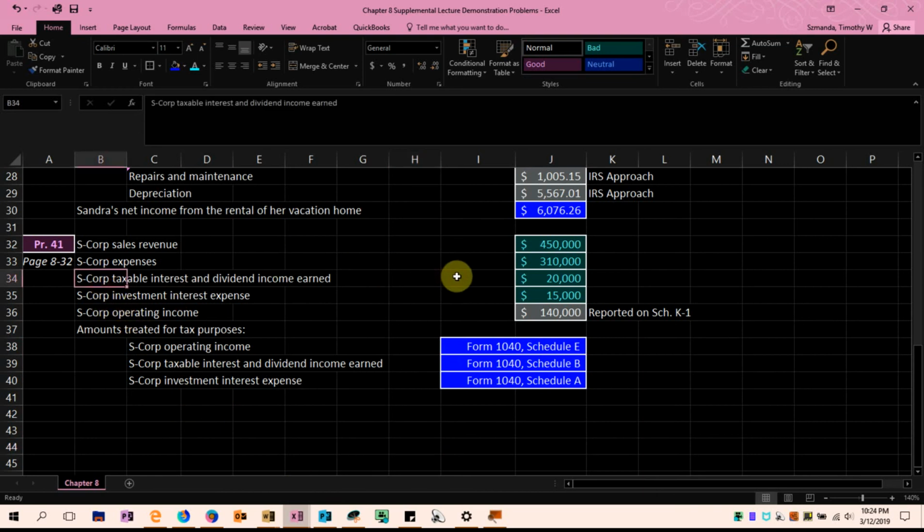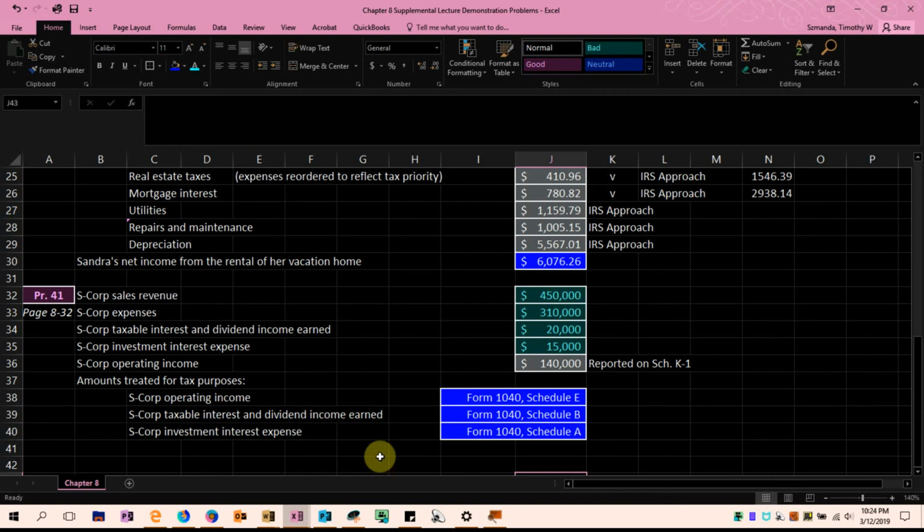It also had taxable interest and dividend income of $20,000. That gets reported on Form 1040 Schedule B. And then finally, the investment interest expense is reported on Form 1040 Schedule A, and that offsets investment income. Okay, so that's a brief rundown of some of the tax forms we'd use for income passing through to the owners. It would have been the exact same allocation if we were talking about a partnership instead of an S-corp.